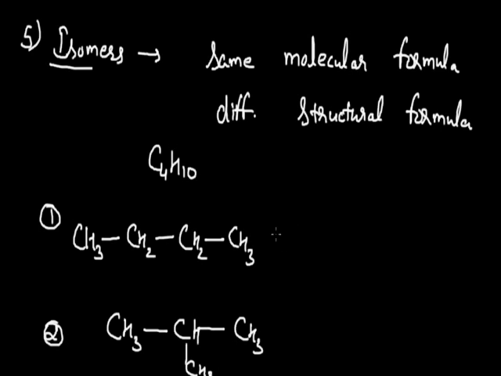In these two structures, if I count the total number of atoms, the total carbon atoms are 4 and the hydrogen atoms are 10. But these two structures have different IUPAC names, and due to the different kind of bonding between the carbon atoms, we can say that they have different structural formulas, and these two species can be termed as the isomers of C4H10 or butane. So that is about the last member of this iso family.